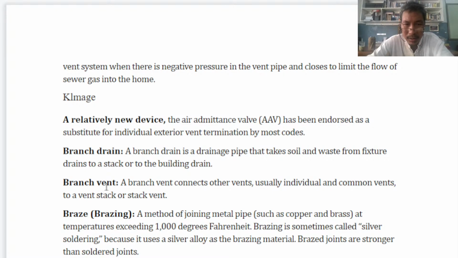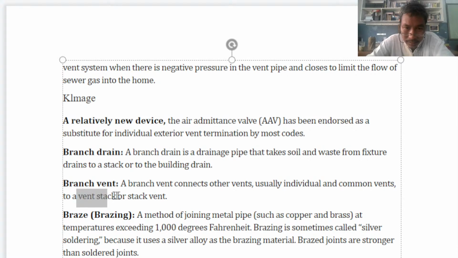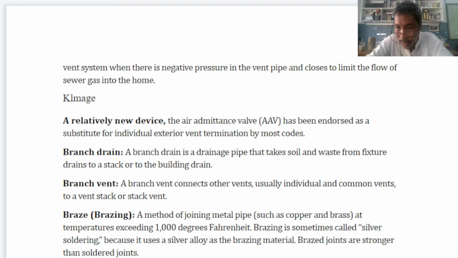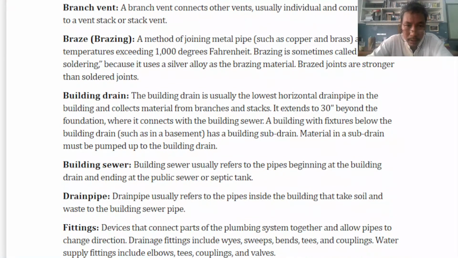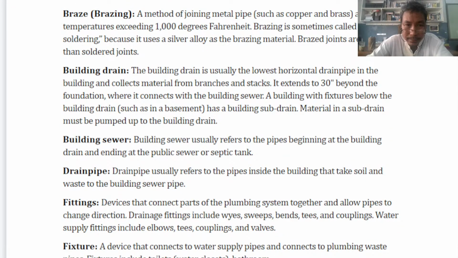What about branch vent? A branch vent connects other vents, usually individual and common vents, to a vent stack or stack vent. Okay? Vent stack and stack vents are different from one another. I will have an explanation of that later with pictures so that there is no further confusion. So just take it as it is right now. We will explain it more thoroughly later.